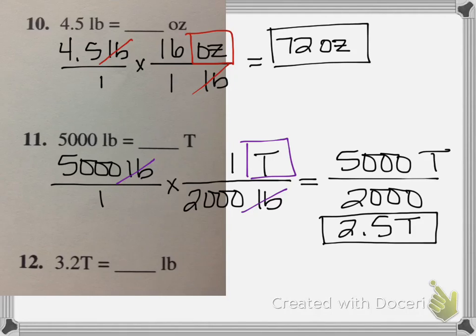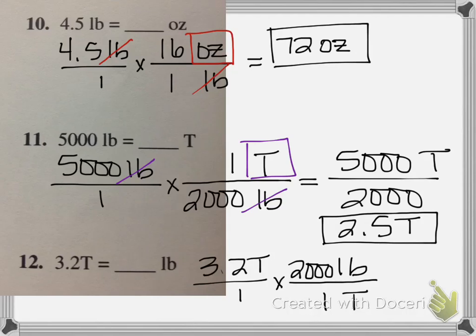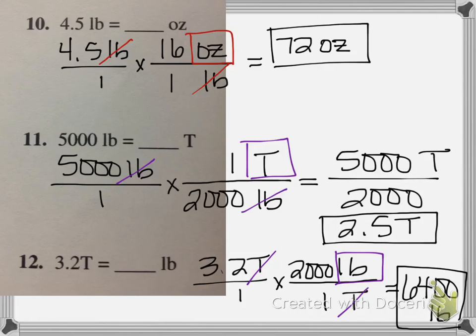So now let's look at the next one where it's going the other direction. It looks like we're given tons and they want pounds. Again, let's start with what we're given. So we're going to have 3.2 tons over 1. This time tons is going on the bottom and pounds is going on top. We know that 1 American ton is 2,000 pounds. And again, the reason why I put the tons on the bottom is so that they would cancel and I'd be left with my unit of pounds. So now when I multiply straight across, 3.2 times 2,000, I get 6,400, and my unit is pounds. And that's my final answer.